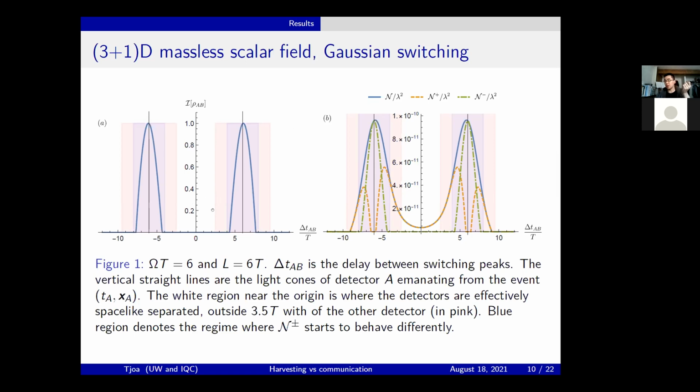The pink color here, which I have mentioned in the caption, is essentially just for me to catch roughly 3.5 sigma width. This is basically 3.5 units of the switching time on the left and the right of the light cone, to mark, roughly speaking, where you think the strong support of the detector should be. And this is how I mark the spacelike separation.